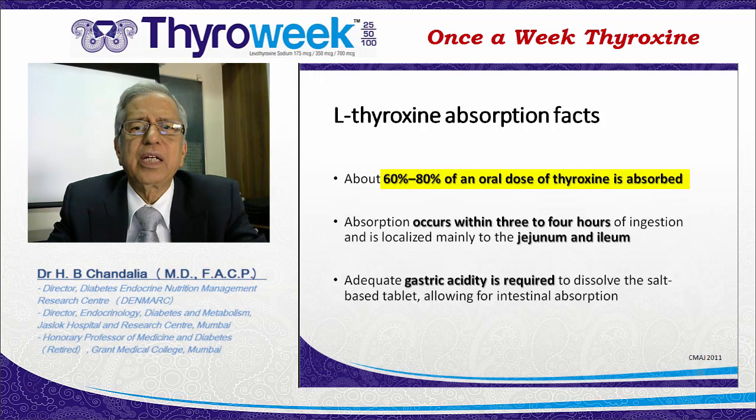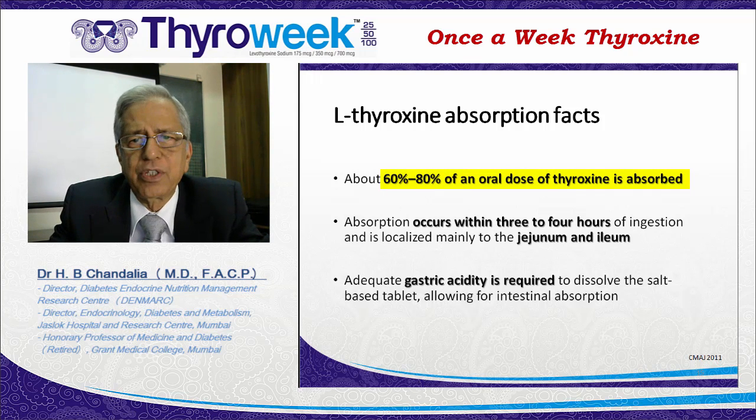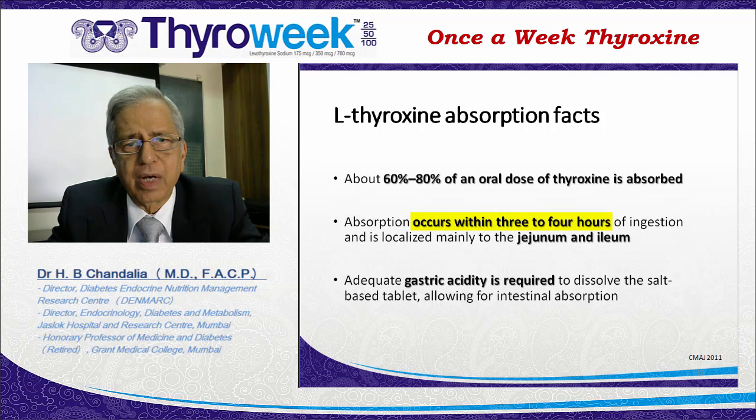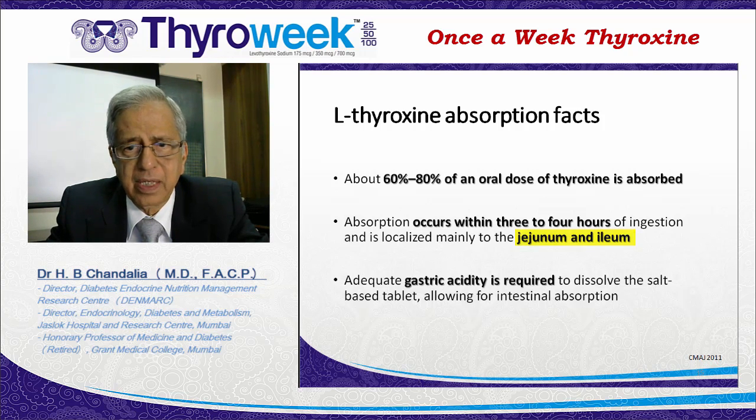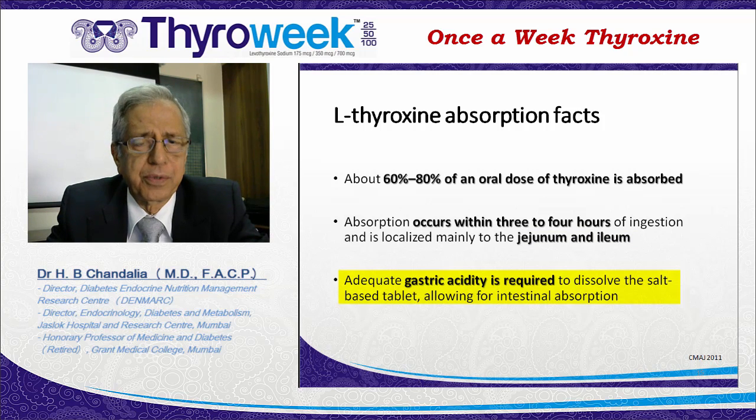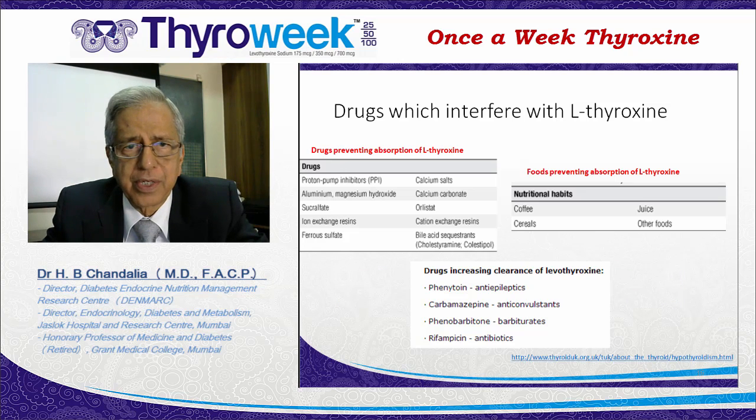Now, about 60 to 80% of an oral dose that is administered is absorbed, so the absorption is quite good. The absorption primarily occurs over the first 3 to 4 hours of ingestion. The disintegration of the tablet occurs in the stomach, but the absorption is in the jejunum and ileum. And remember, as I said earlier, gastric acidity is required, and therefore some of the acid blockers that we use may also cause malabsorption or poor absorption of thyroxine preparations.